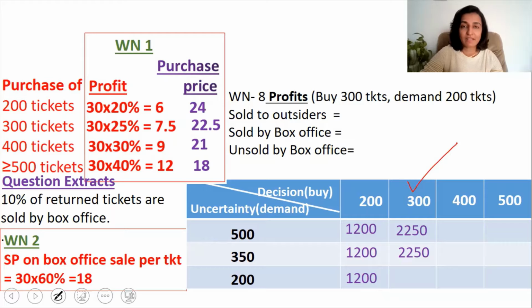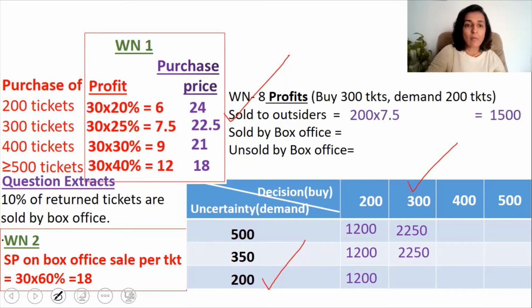Now coming to the next situation. He buys 300 tickets and the demand is only 200 tickets, which means that he will be able to sell only 200 tickets. So 100 tickets unsold. So let's take the first case, sold to outsiders, 200 tickets multiplied by 7.5, that is the profit per ticket. So it comes to $1,500.